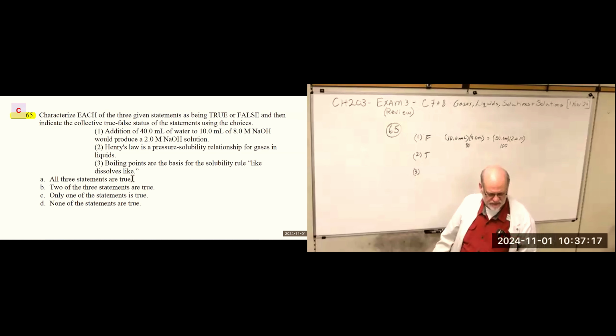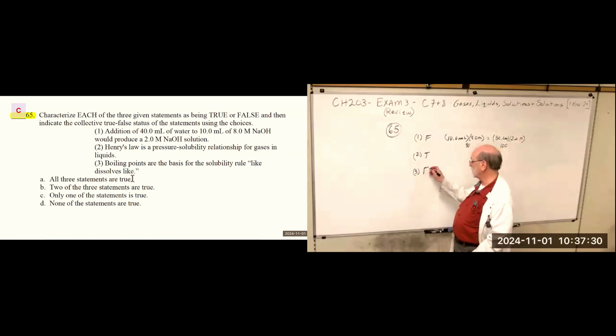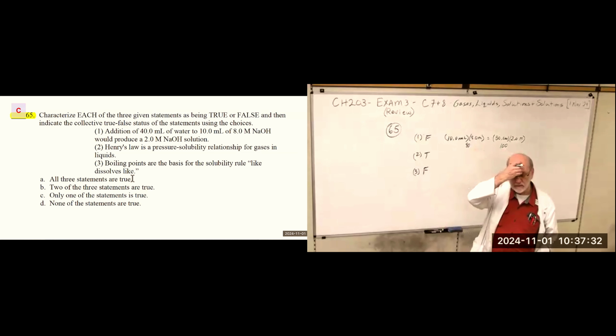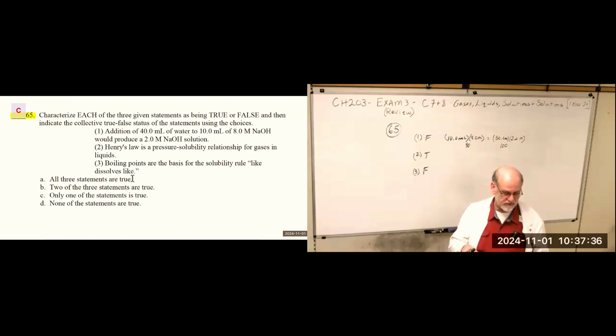Boiling points are the basis for the solubility rule, like dissolves like. No, polarity is the basis for like dissolves like, not boiling points. They may be related, but the rule of thumb, like dissolves like, is based entirely upon polarity. So only one of those is true. That's C.